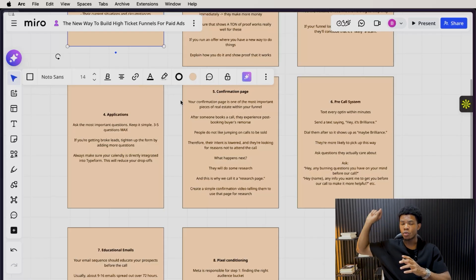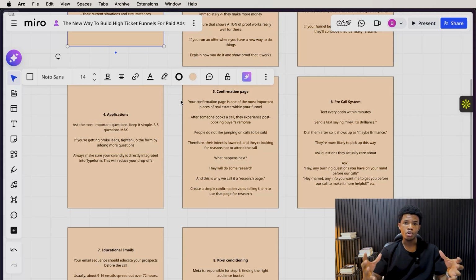Do not redirect anyone to an external Calendly page. Do not do that. Do not redirect them to an external booking page. That is a simple way to just increase the amount of drop-offs you have. When you have the Calendly directly integrated into your Typeform, you're actually going to be helping people book calls way more easily and you're going to have a lot more throughput on the back end.